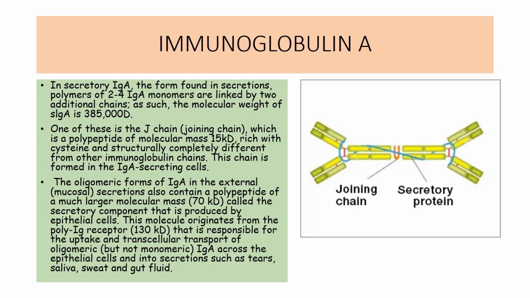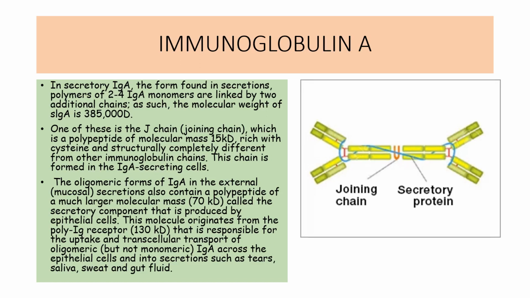In secretory IgA, the form found in the secretions, polymers of 2 to 4 Ig monomers are linked to two additional chains. The molecular weight of IgA is 385,000 Daltons. The two additional chains are, number one, the J chain, and number two, the secretory protein. The J chain, the joining chain, is a polypeptide of molecular mass 15 kilodalton, rich in cysteine and structurally completely different from other immunoglobulin chains. This chain is formed in the IgA secreting cells.